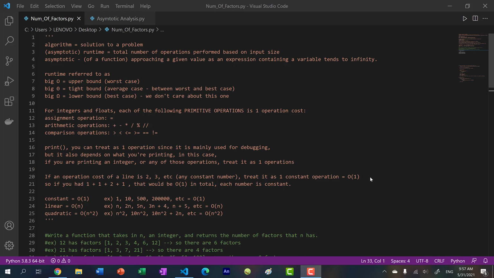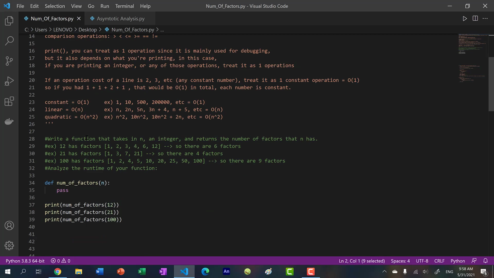So in the previous video, we gave a brief introduction of asymptotic analysis, and we also talked about runtime, so these notations, big O, big theta, and big omega. And in this video, we're going to use a more practical example because in the previous videos, we gave some simple code snippets to illustrate the idea of runtime. So in this video, we're going to actually write a solution to a problem.